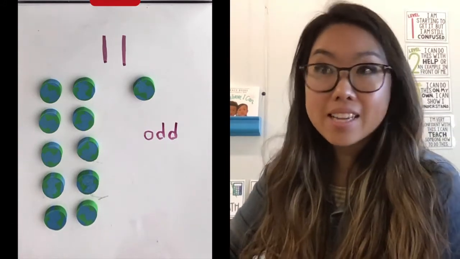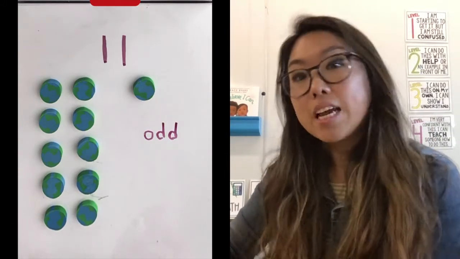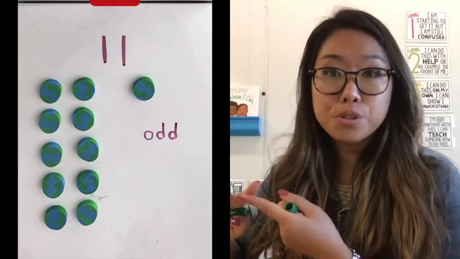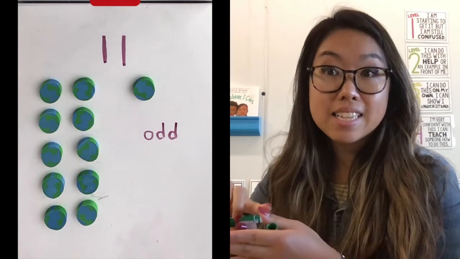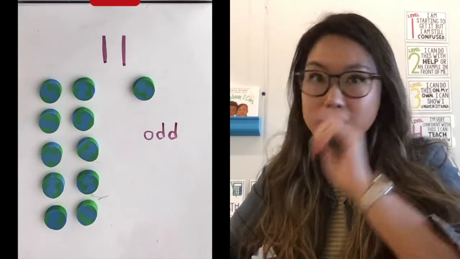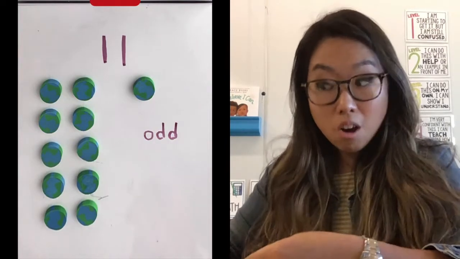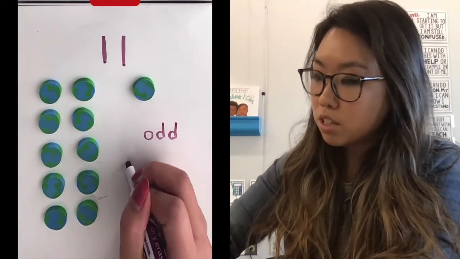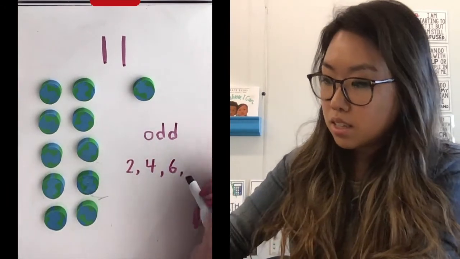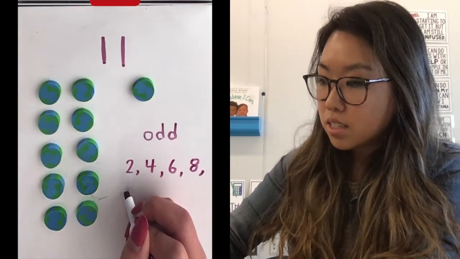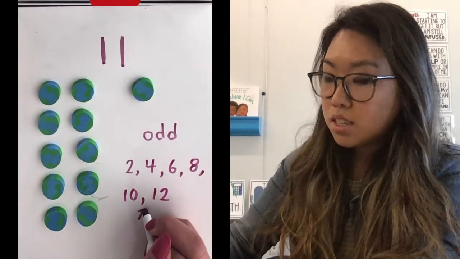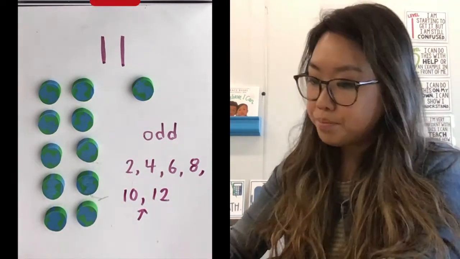This one has no partner, so that means this number is odd. But again, I can skip count by 2s and see. If I want to show I'm skip counting, I can skip count out loud. So 2, 4, 6, 8, 10, 12, but that means I'm missing 11. So that means this number is odd. But I can also skip count by writing it down. So I could go 2, 4, 6, 8, 10, 12, and show that you cannot skip count by 2 to get 11.